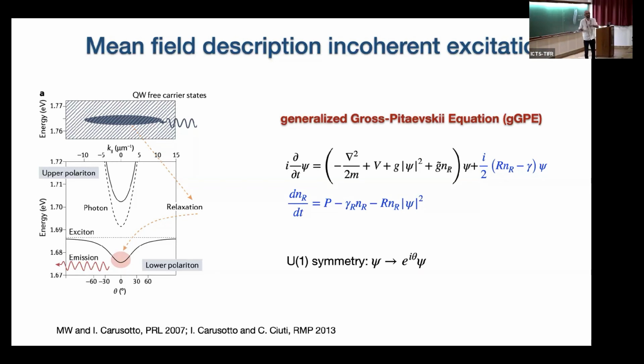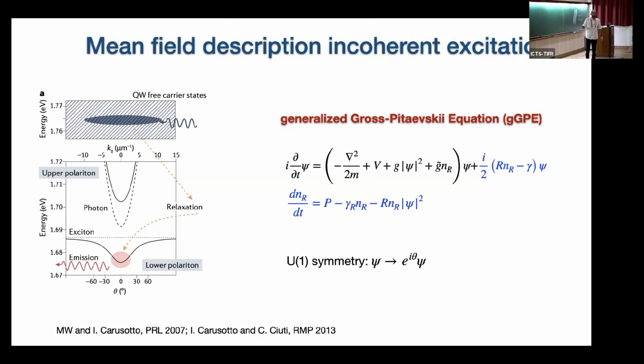The losses are very simple: it's just minus i gamma over 2 times psi. And then the gain is the opposite of losses, so that's a term with the opposite sign. In order to get a stable solution, you need an equation that says that when you relax down, so when you create a polariton, you lose a higher energy particle. And that's what this rate equation here expresses.